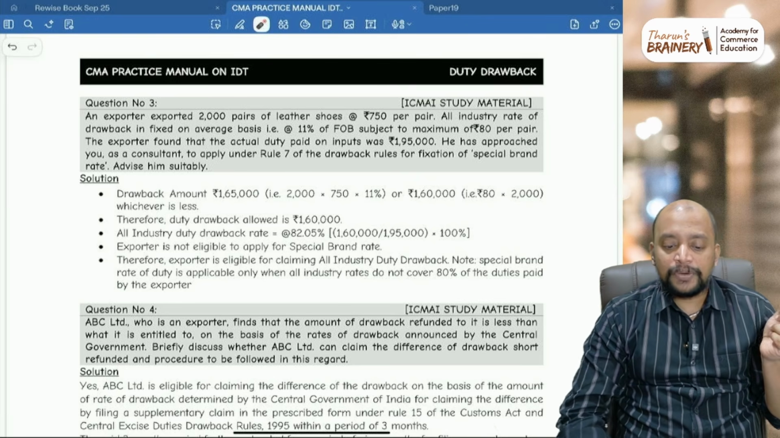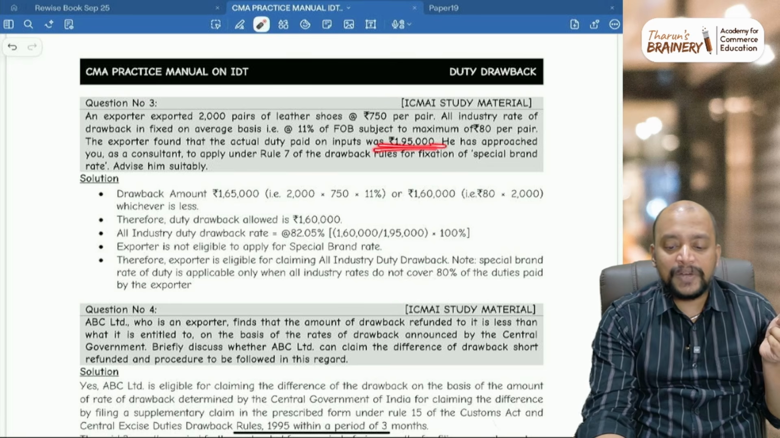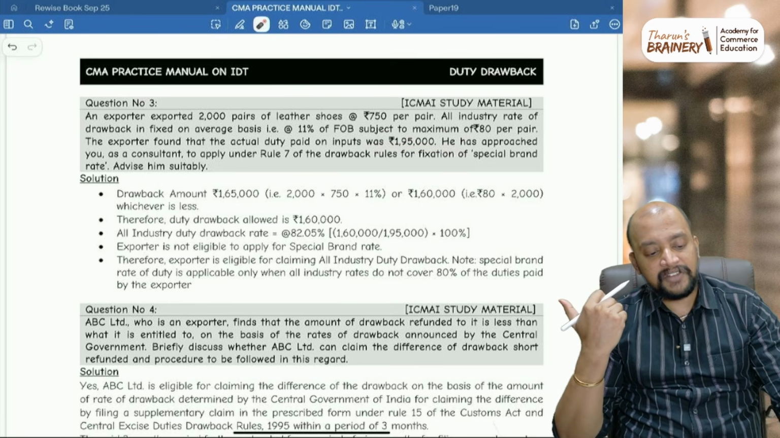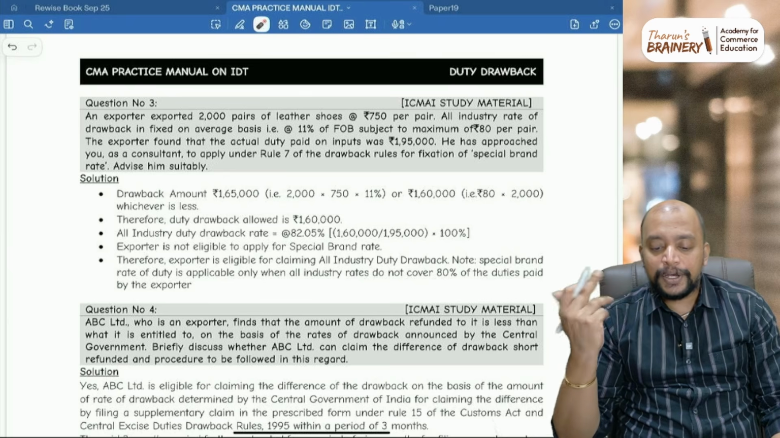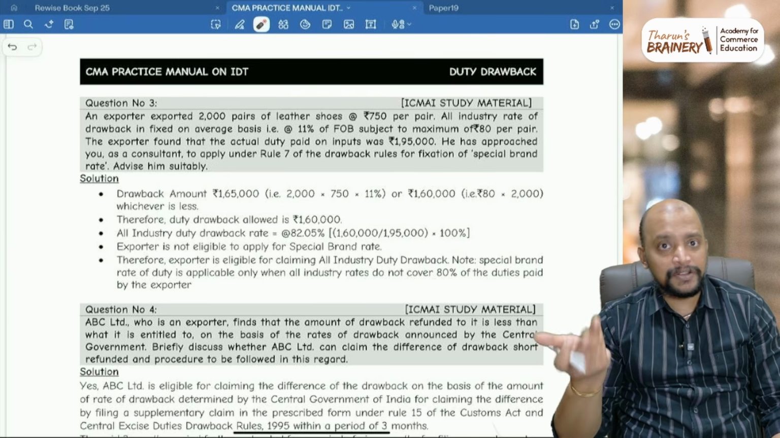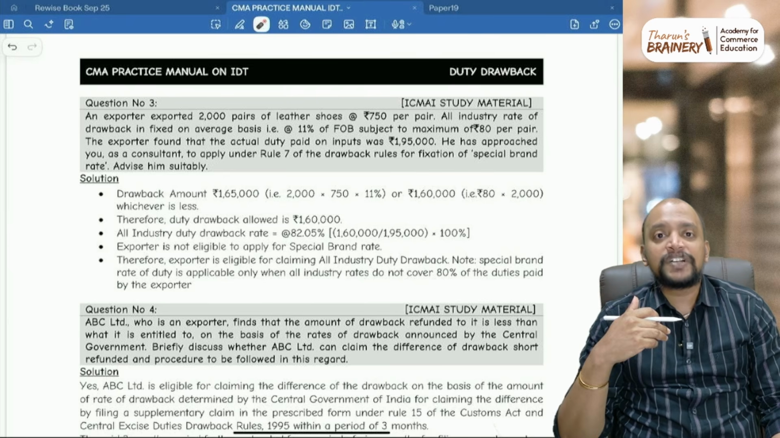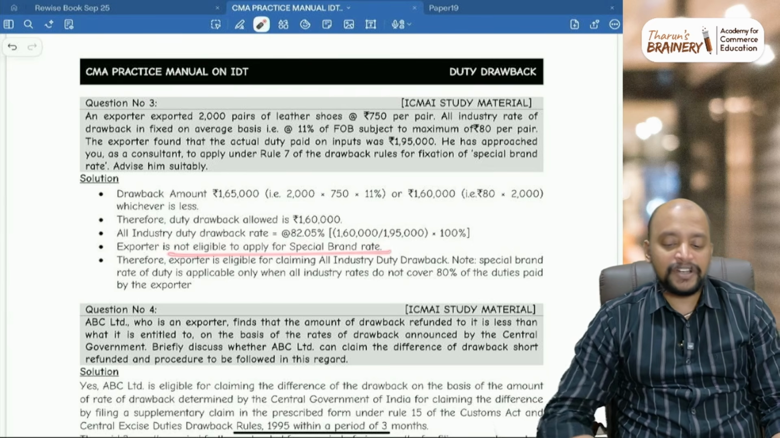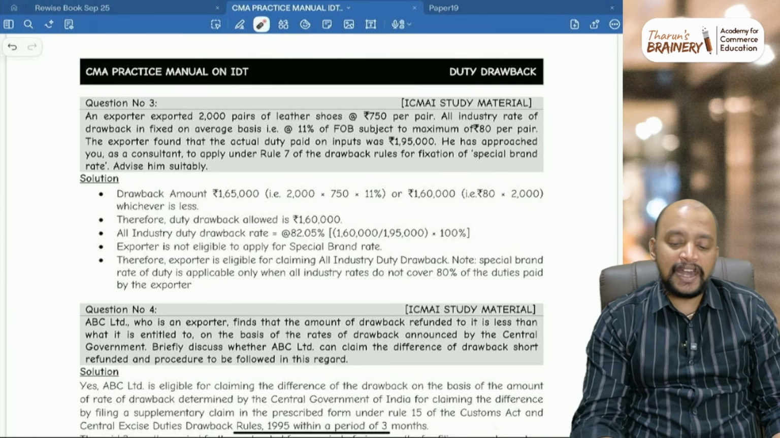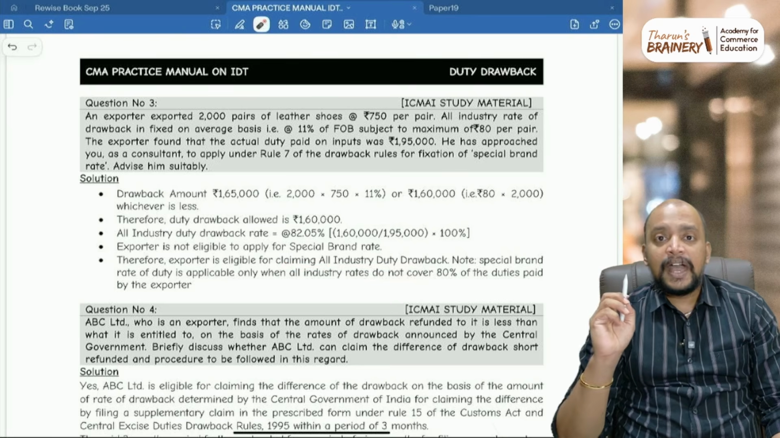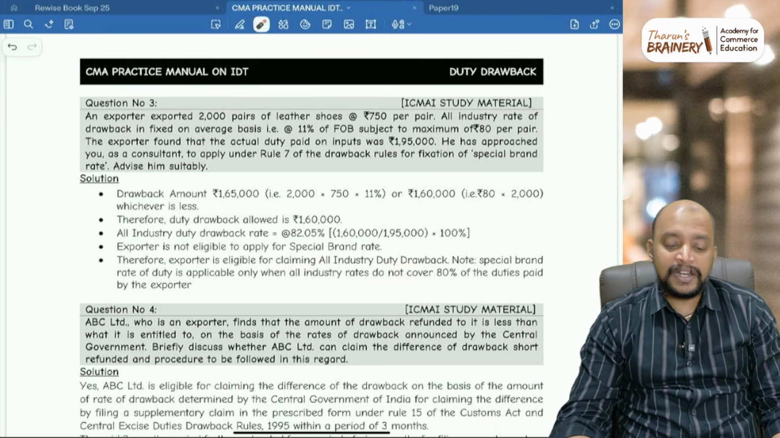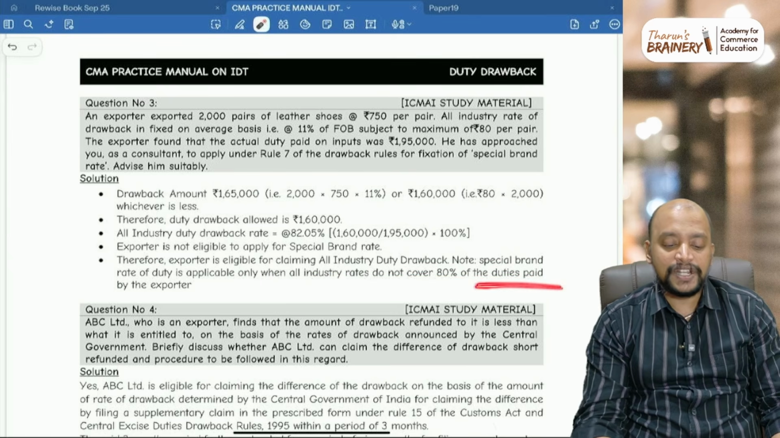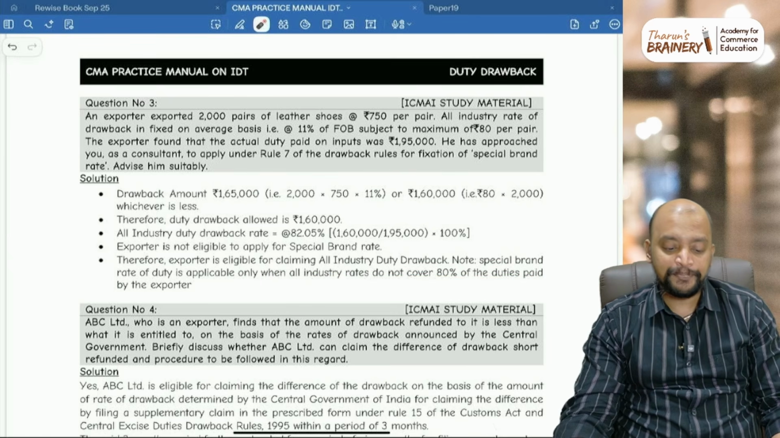The exporter found that the actual duty paid on inputs was 1,95,000. So 1,60,000 divided by 1,95,000 is 82.05%, which is more than or equal to 80%. So can they go for special brand rate? No. The exporter is not eligible to apply for special brand rate, so they can claim only the all industry rate. And when can they go for special brand rate? Only when the all industry rate does not cover 80% of the duties paid by the exporter.